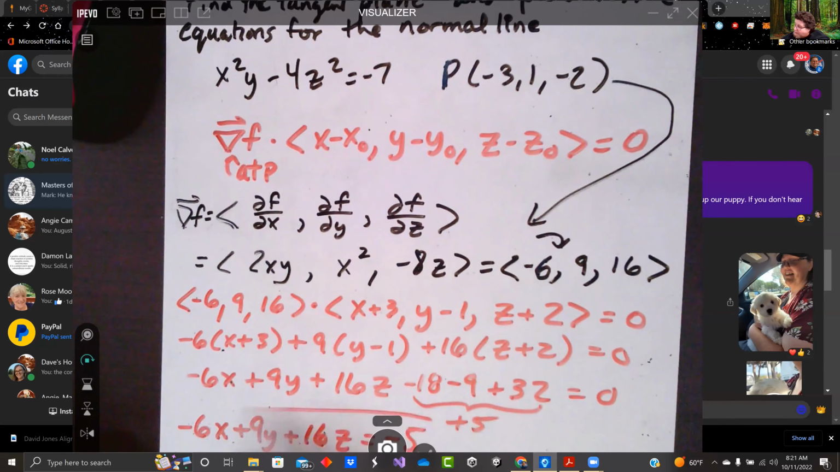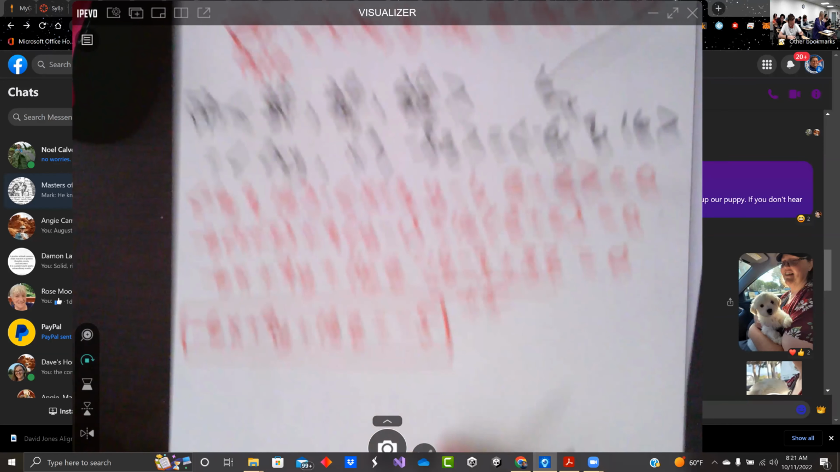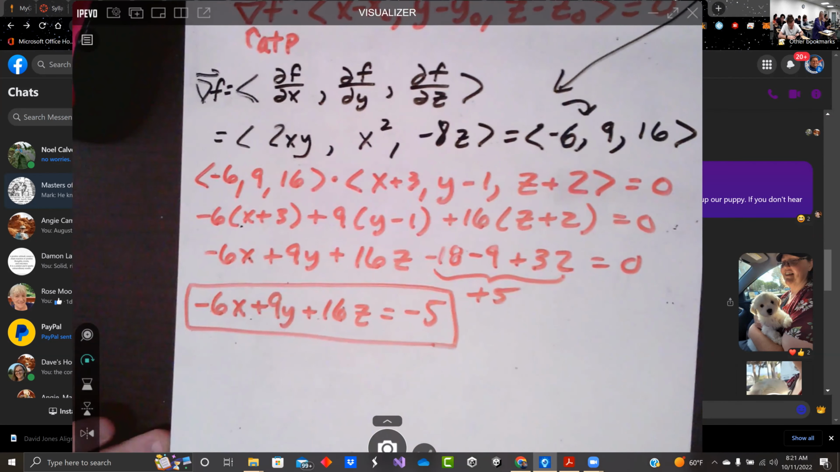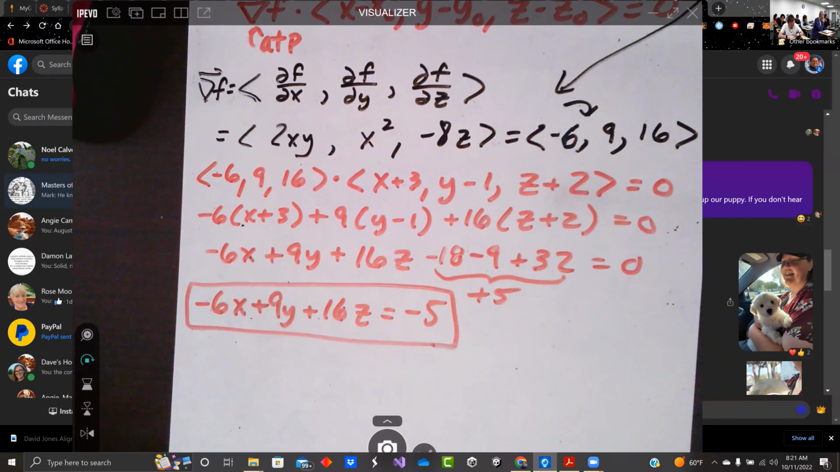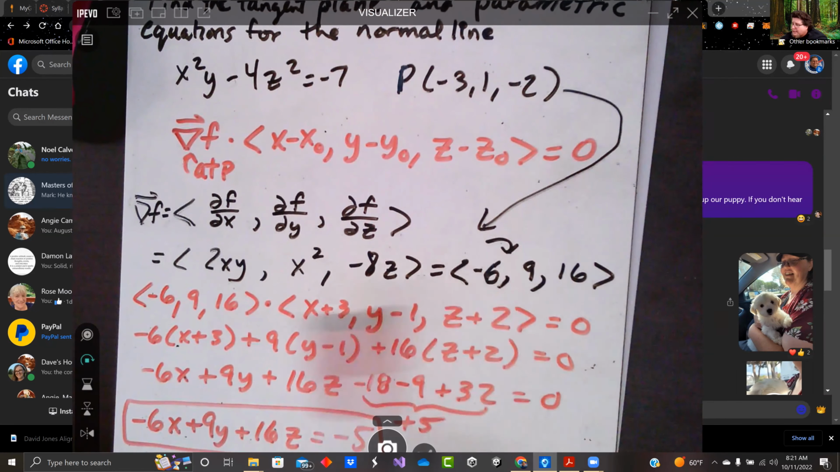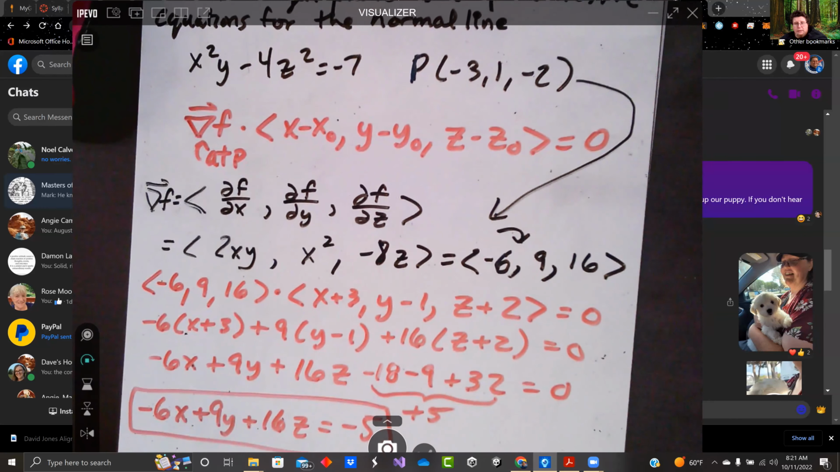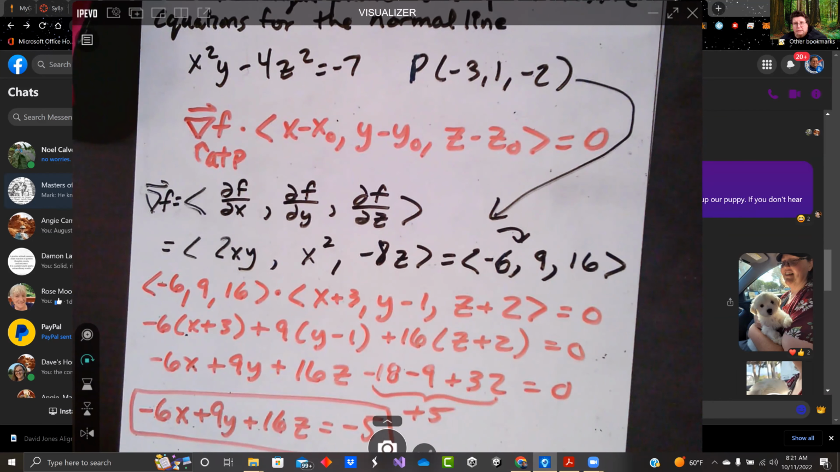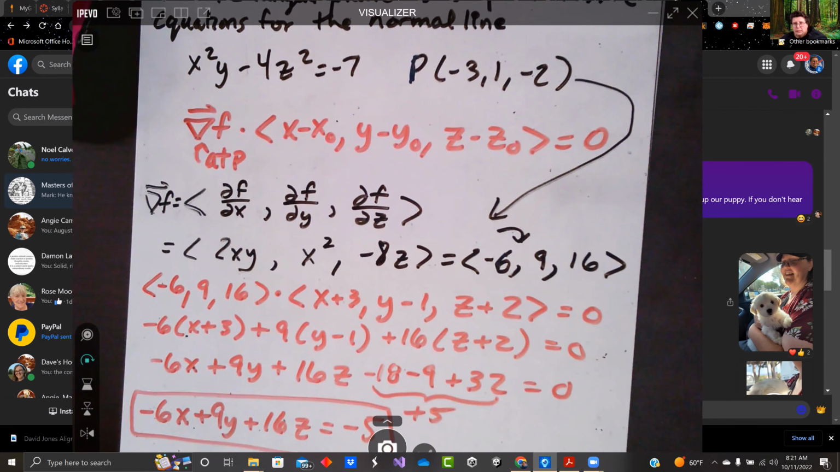Which one are we talking about? The 18, 9, and 32? No, we're using -6 times x plus 3. That's the gradient of f at the point. So we're plugging in -3, 1, and -2 into the gradient right here.